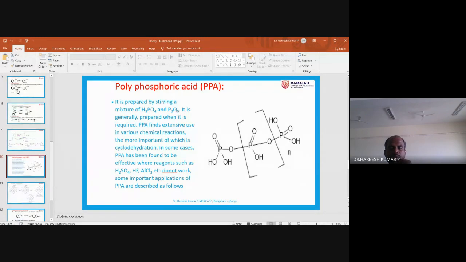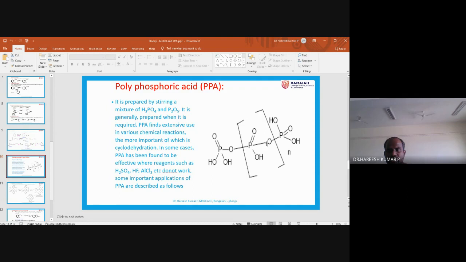So what is the role of P2O5? P2O5 is the dehydrating agent, it removes water. So when you are mixing phosphoric acid and phosphorus pentoxide, it will give you PPA. PPA is a thick liquid. Maybe you are going to use it in a laboratory, more particularly when you are doing the third semester practical examination, practical experiments.